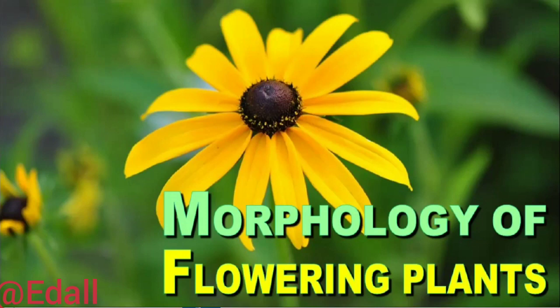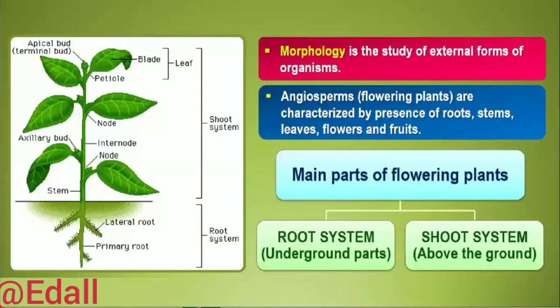Let's begin with the introduction. The wide range in the structure of higher plants will never fail to fascinate us. Even though the angiosperms show such a large diversity in external structure or morphology, they are all characterized by the presence of roots, stems, leaves, flowers and fruits. In chapters 2 and 3, we talked about classification of plants based on morphological and other characteristics.